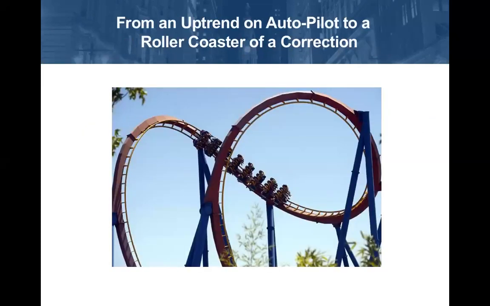Now, before we dive into that, unless you've been living in a bubble the last 6 months, you know that the stock market went from an uptrend on autopilot in 2017, where we didn't even have a 3% correction, to a roller coaster of a correction here in 2018. Volatility spiked up, then it dropped back down again, and yesterday we saw a big spike in volatility once again.